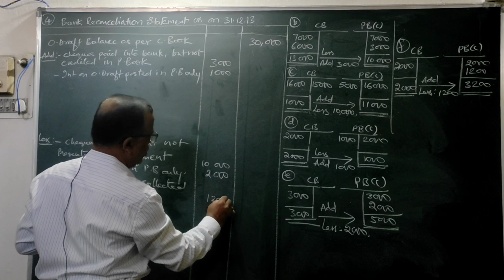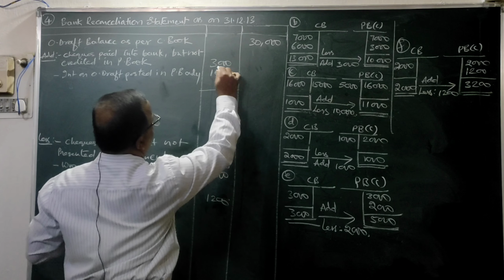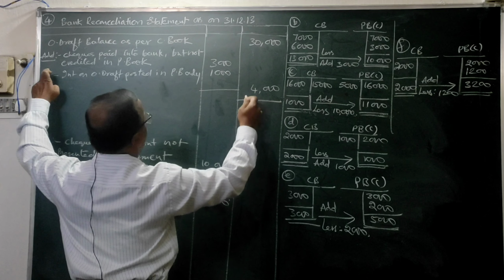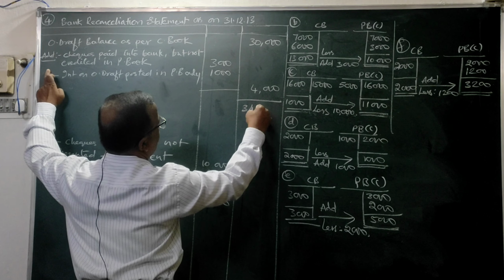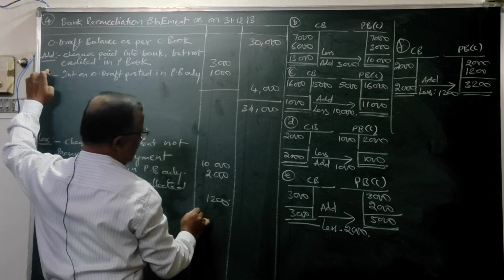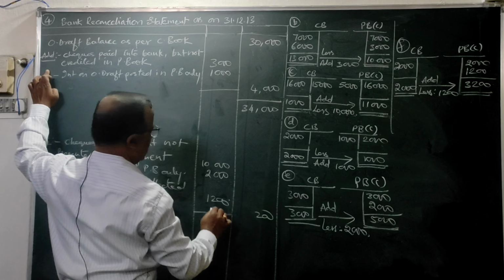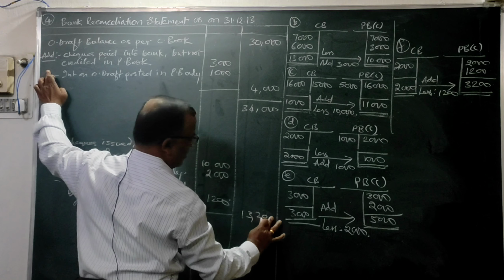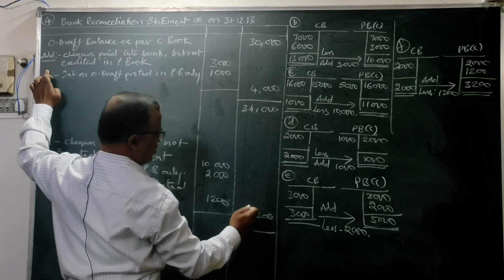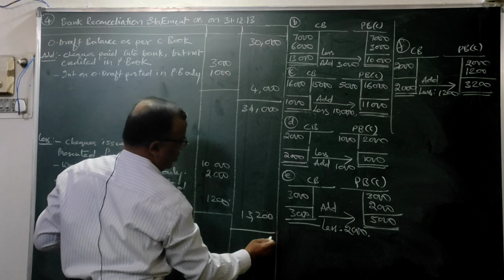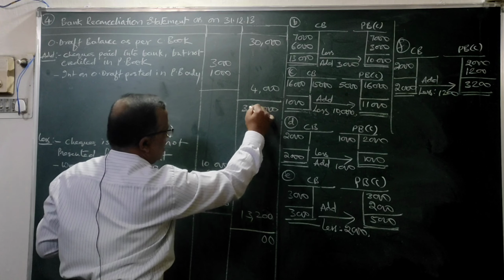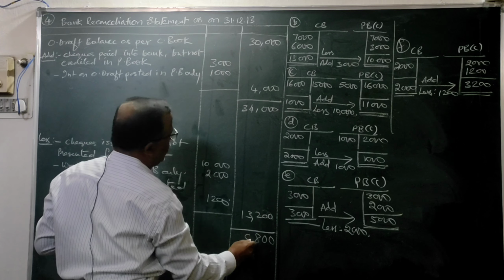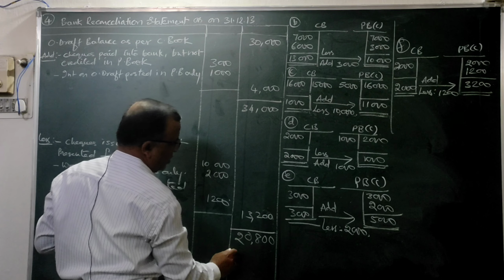1200. See, the total of these two will be how much? 3000 plus 1000, 4000. Since this is add, add these two, 34,000. Now add these three, 200, 2 plus 1, 3, 1, 13,200 it is. From this, if you subtract this one, 0 minus 0 is 0, 10 minus 8 is 2, 3 minus 3 is 0, 3 minus 1 is 2, 20,800.